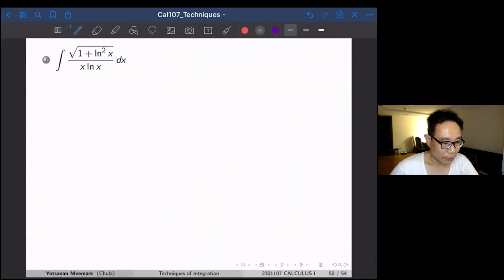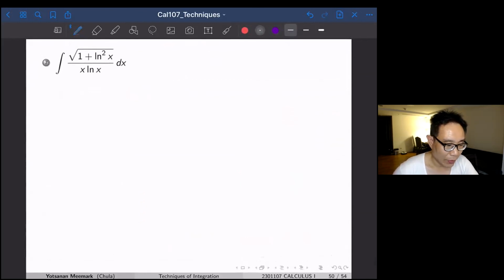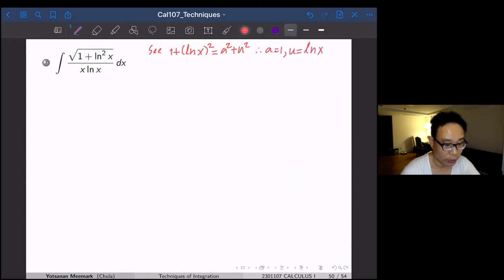The next one seems different from the others. However, the trick substitution will be the same thing. You see 1 plus log x squared, so this is a squared plus u squared. So you have a equal to 1, and u in this case equal to log x.